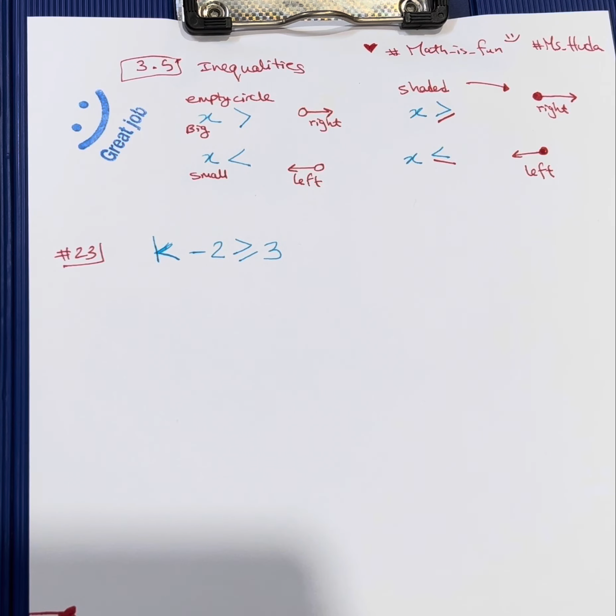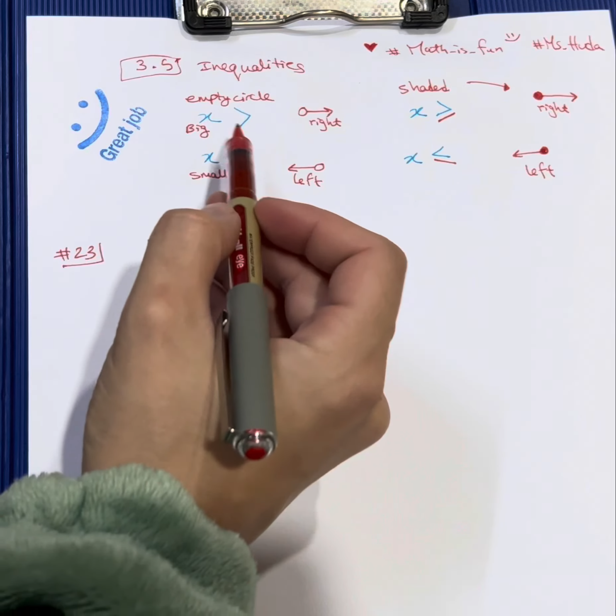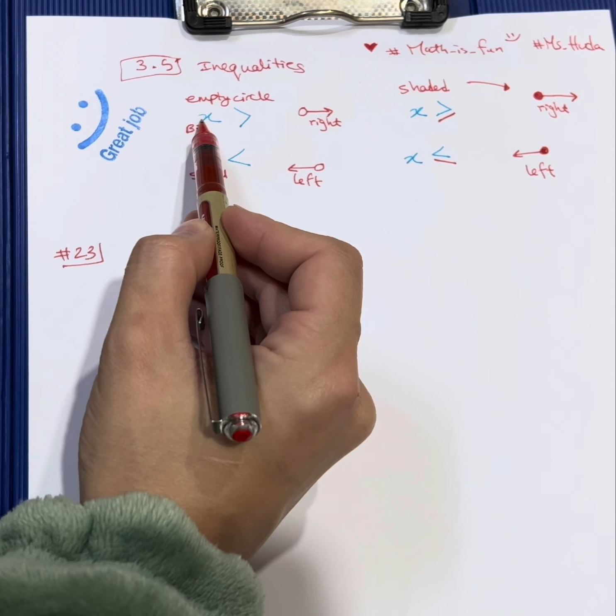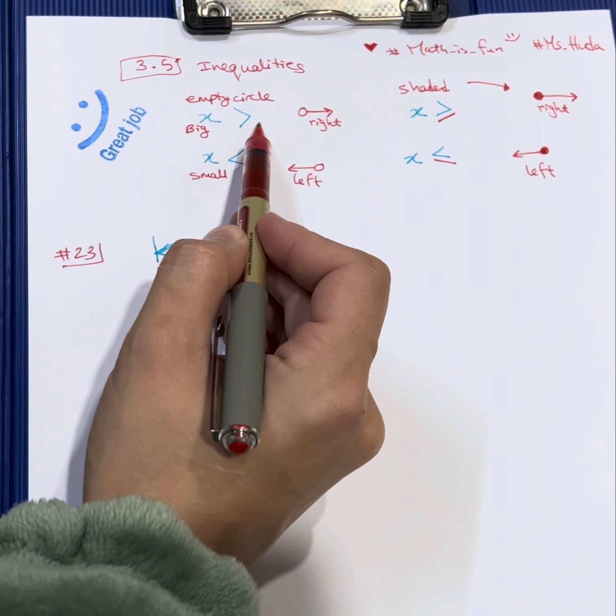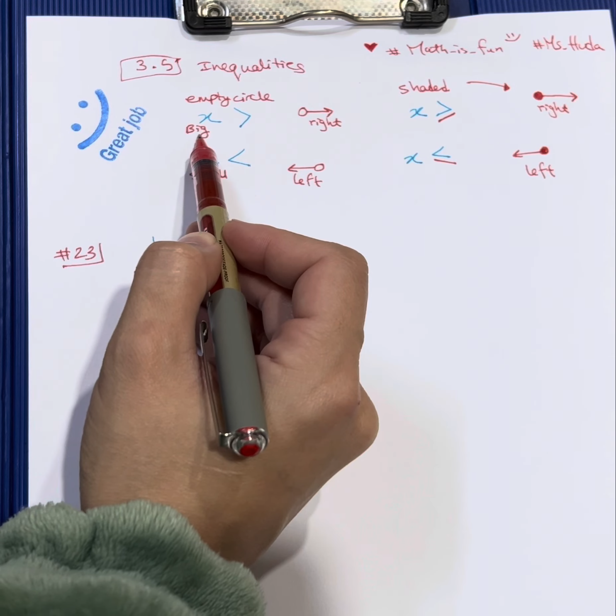Today in chapter 3.5, inequalities, we're going to explain how we solve the questions of inequalities. First of all, inequality means that I have something that's greater or less, or greater and equal, or less and equal. To graph them, when I have x greater than any number, that means x is the big number.